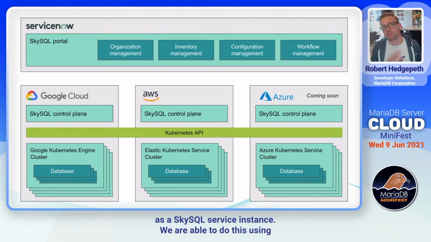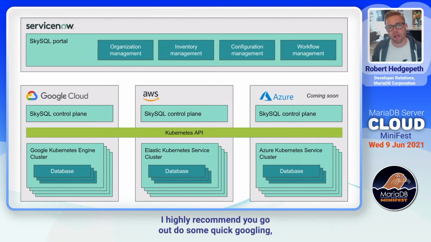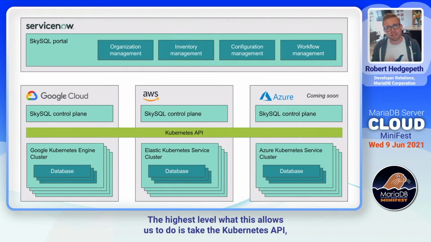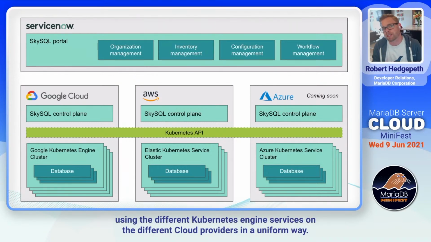Now, we're able to do this using Kubernetes, as I mentioned before. And if you're not familiar with Kubernetes, I highly recommend you do some quick Googling and check out some of the resources that are available online for Kubernetes. But at the highest level, what this allows us to do is take the Kubernetes API in a very ubiquitous, standardized way, and then manage the database instances using the different Kubernetes engine services on the different cloud providers in a uniform way.